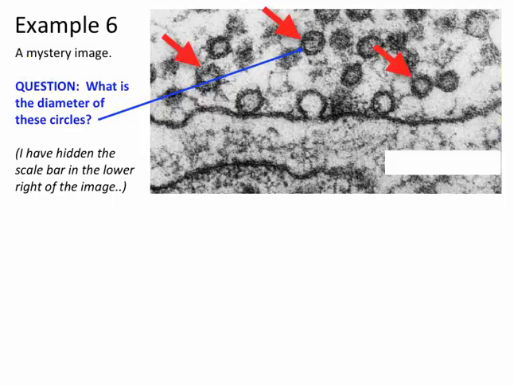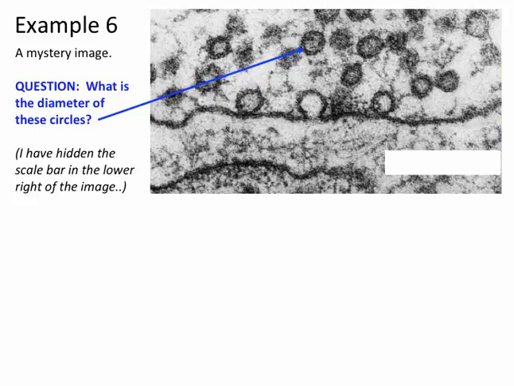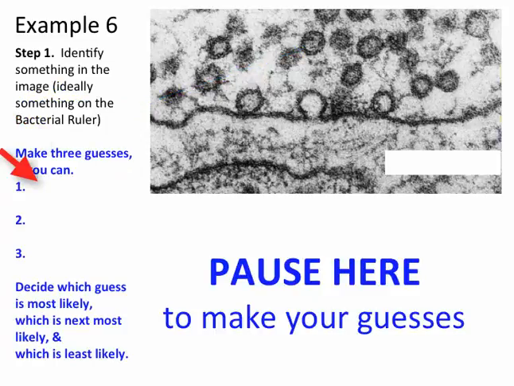Here's a mystery image. What's the diameter of these circles? I've hidden the scale bar in the lower right of the image. It's covered in a white rectangle. If you don't know what it is, then you have to start making guesses. You need to start trying to identify something in the image, and ideally it would be something on the bacterial ruler. So make 3 guesses if you can. Decide which guess is most likely, which is next most likely, and which is least likely. And pause here to make your guesses and write them down.